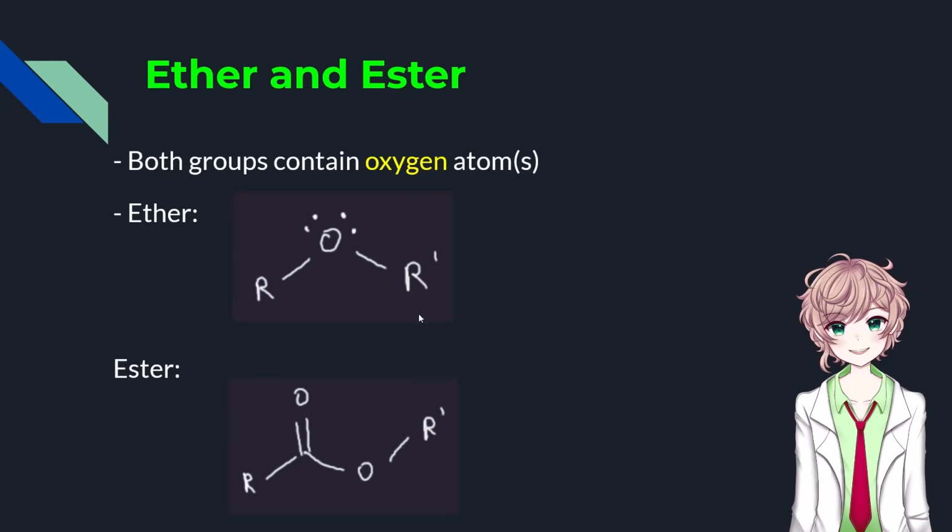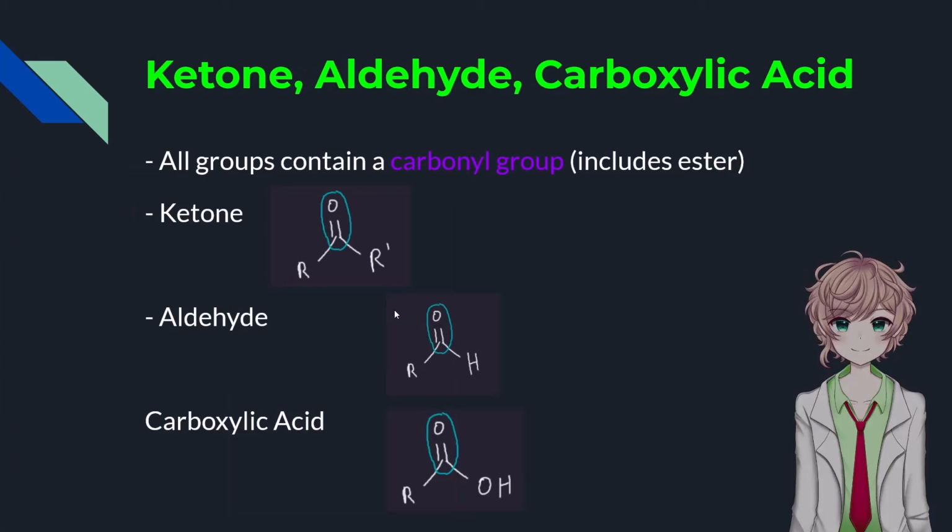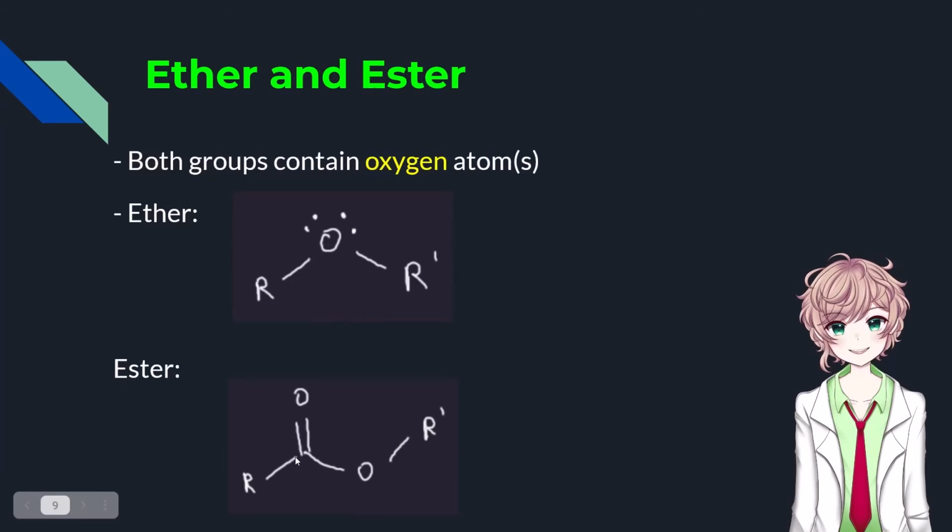If it's attached to hydrogen over here, that would be considered an alcohol group, and if it's two hydrogens, that would just be a water molecule. Ester groups are a little bit different. It contains a carbonyl group, which is a carbon double bonded to an oxygen. We'll go more over this in the next slide, but for now, it's just a carbon double bonded to an oxygen and bonded to another oxygen. So this right here is a structure of an ester.